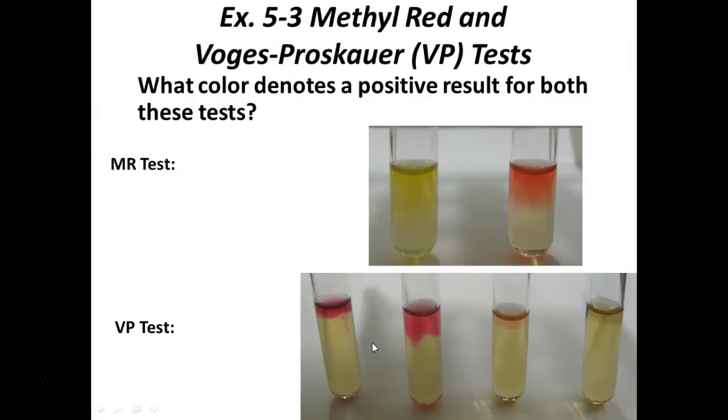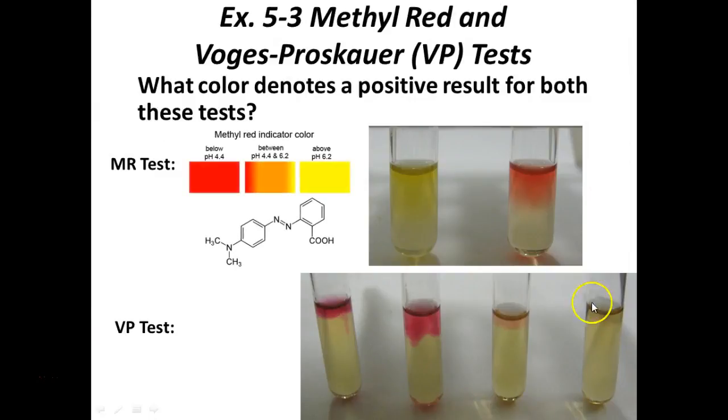So for both of these tests, a positive result is what? Red, right? This one meaning the pH is 4.4 or lower. This one meaning a chemical reaction happened, right, that produced red color. For some reason, the semester when I took these pictures, it looks more pink. But we've been getting better red. I don't know, I think it was old reagents or something.